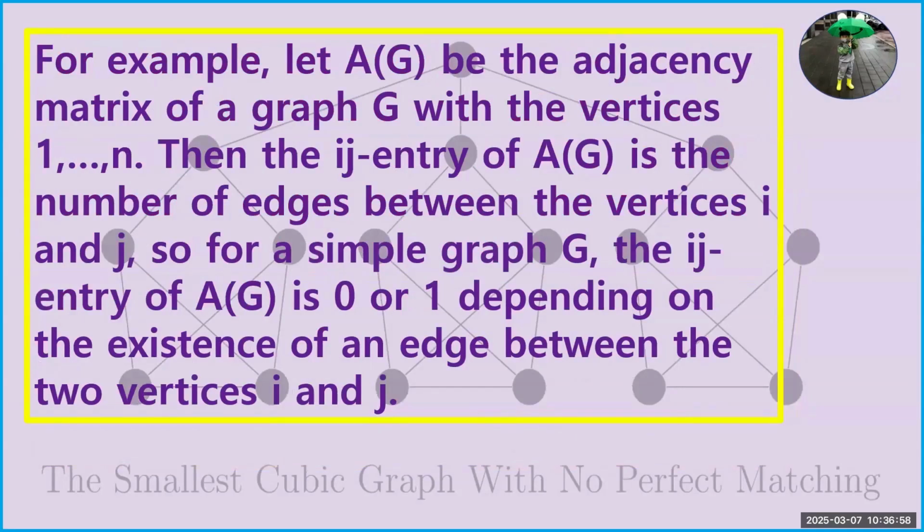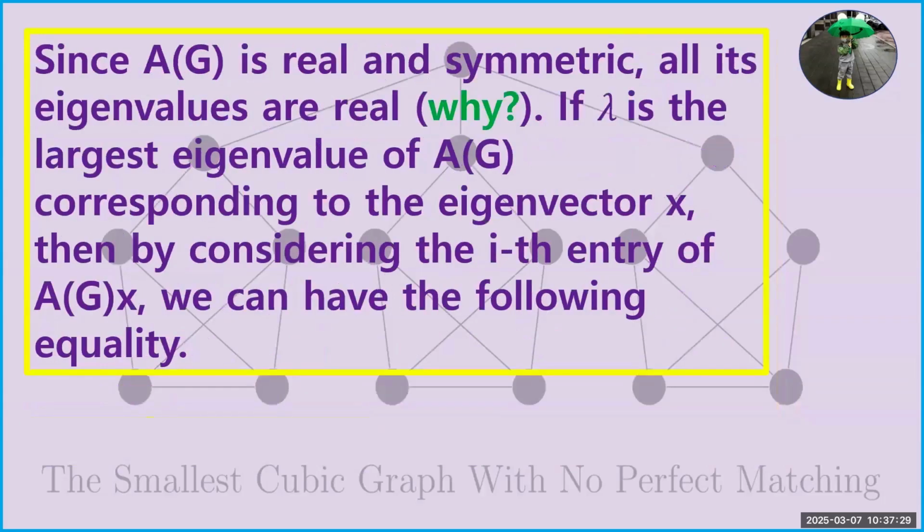For example, let A(G) be the adjacency matrix of a graph G with the vertices 1 through n. Then the ij entry of A(G) is the number of edges between the vertices i and j. So for a simple graph G, the ij entry is just 0 or 1, depending on the existence of an edge between the vertices i and j. Since A(G) is real and symmetric, all its eigenvalues are real.